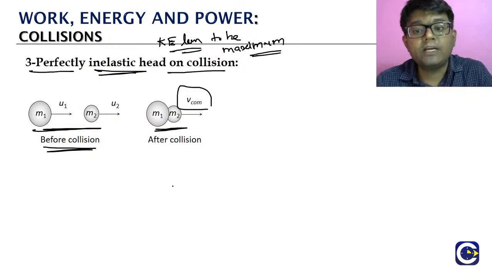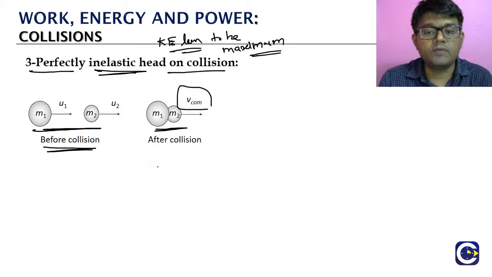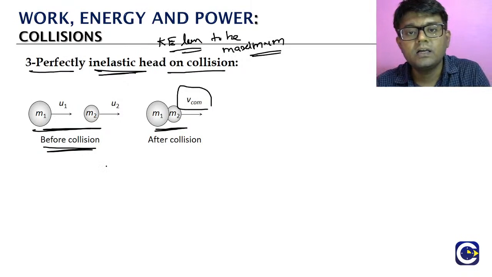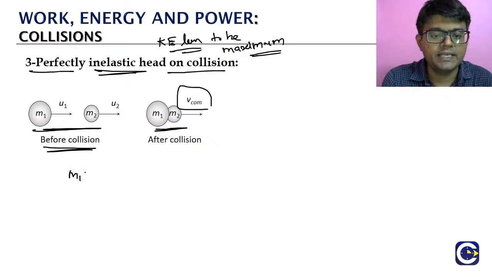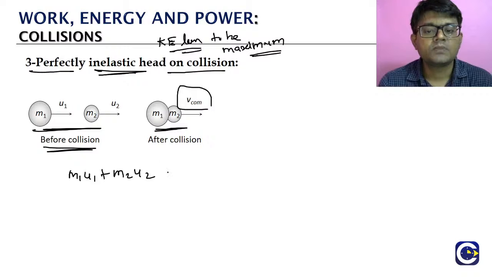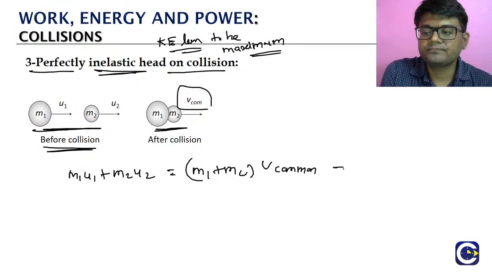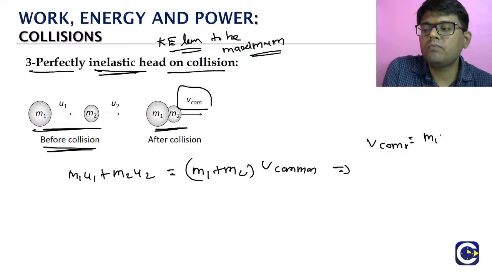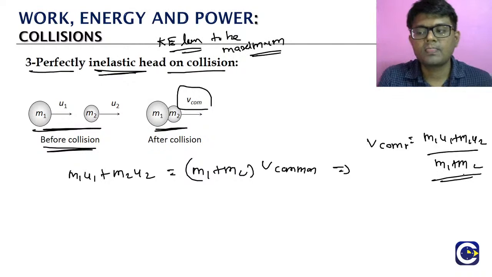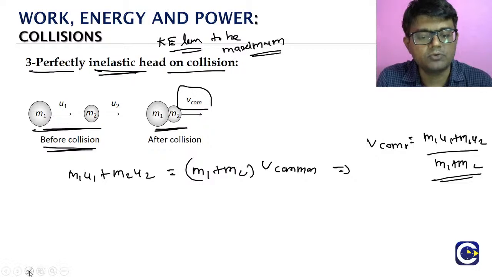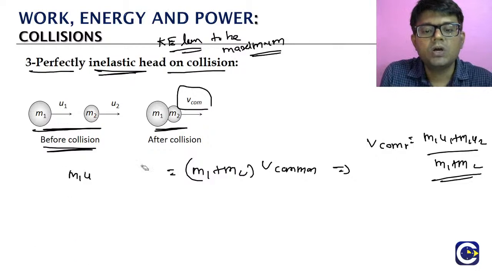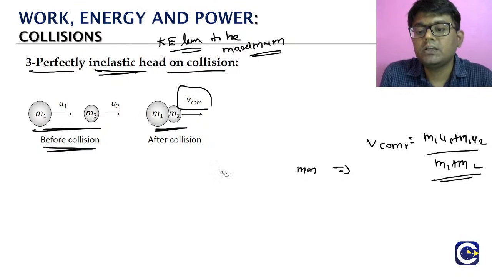And we can find out the common velocity. How do we find it? Straight away use the conservation of momentum principle. Initially the momentum is m1 u1 plus m2 u2. Finally both of them are moving with a common velocity, v common. So v common is equal to m1 u1 plus m2 u2 by m1 plus m2. That will be the final velocity with which both these objects will be moving after the collision.